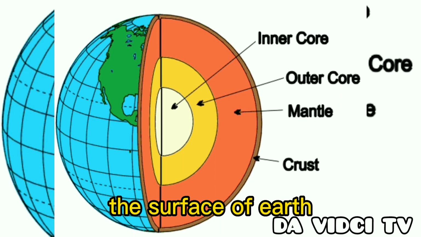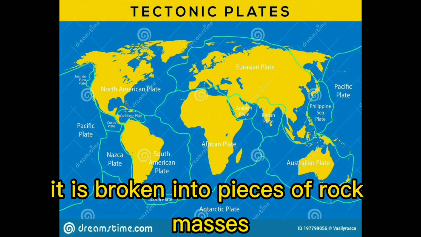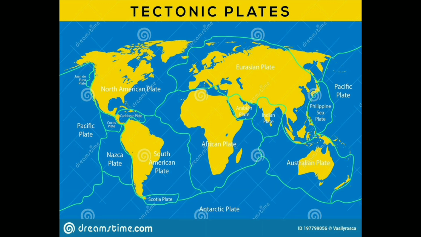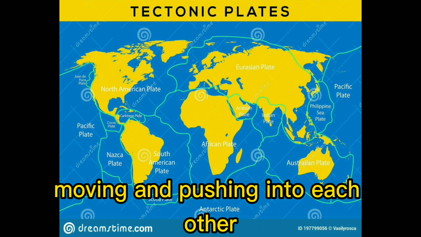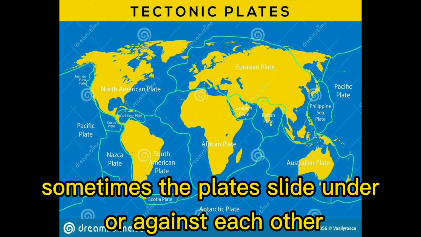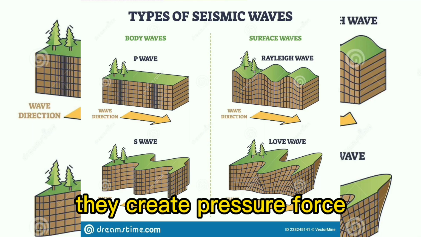The surface of Earth, or the crust, is not one solid piece. It is broken into pieces of rock masses called tectonic plates. The plates are always moving and pushing into each other, but they move slowly. Sometimes the plates slide under or against each other and become stuck. When they slide apart, they create pressure force.